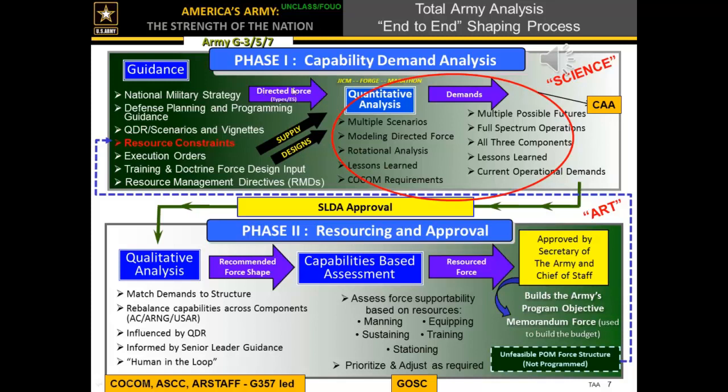But the big document is the directed force. That comes from the SecDef, the Joint Staff, saying here's what you need to have. Generally have the QDR and things like that. But this is the types of units you're going to have, big picture and an end strength. That's kind of like the commander's guidance if you think about it in an MDMP process.